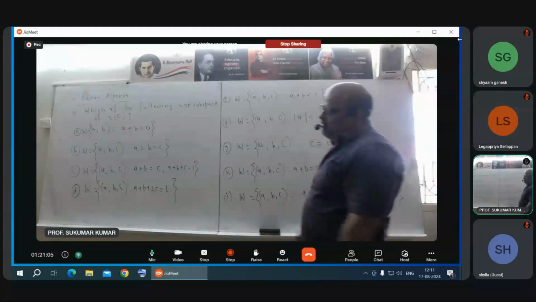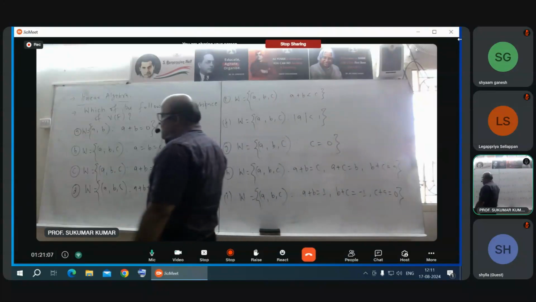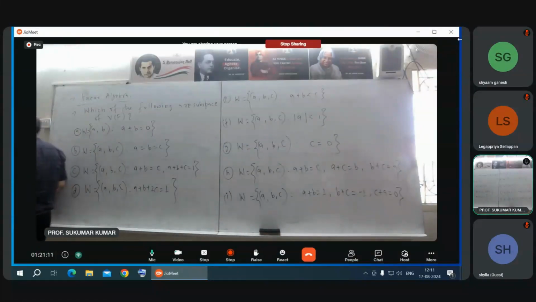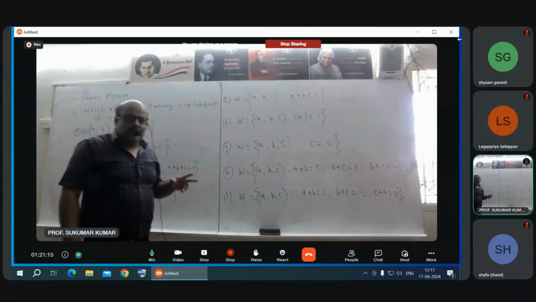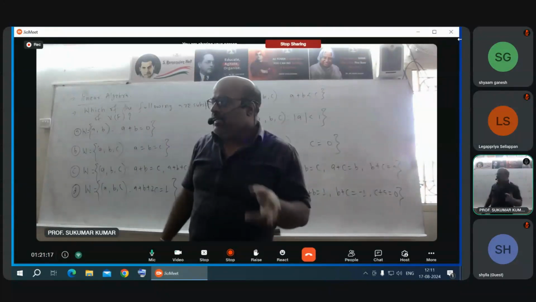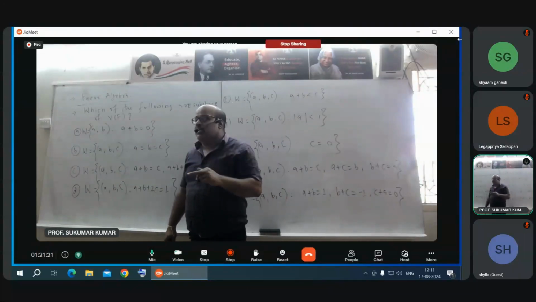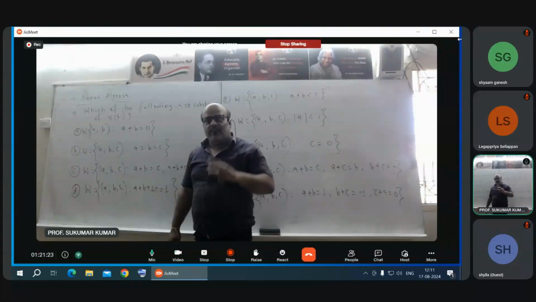Tell me whether it is a vector space, subspace or not. This is your work; everybody verify. And what do you have to verify? Only two properties are enough: under addition closed, under scalar multiplication closed. In that also, always try scalar multiplication first. If not getting, then try under addition.